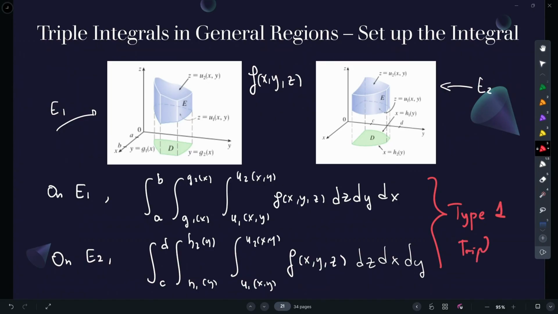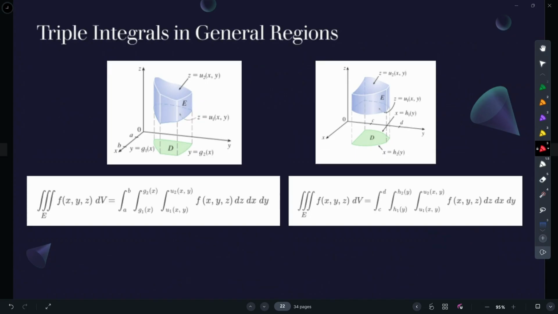triple integrals. And we'll see type 2 and type 3 come up. Okay? So that's how you set up the integrals. Let's see. This is a clean version of that. And look again that z is innermost, z is innermost, but it depends. I think there was a typo in the book. This is supposed to be dy dx.